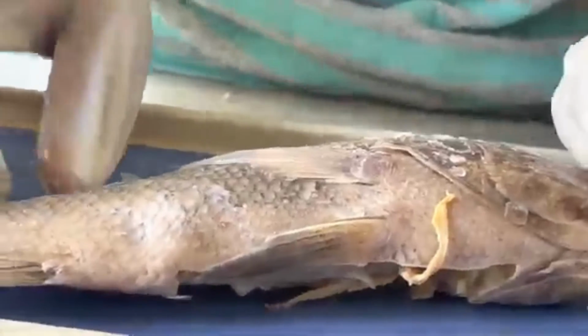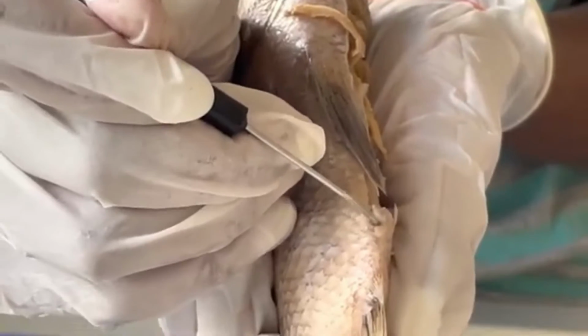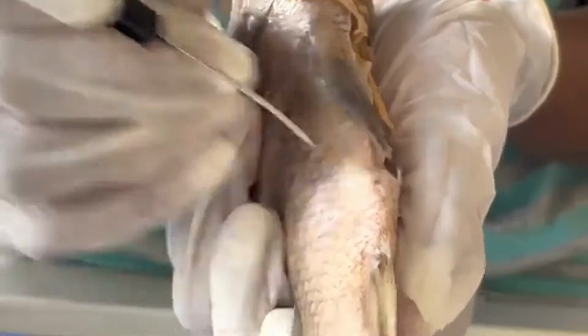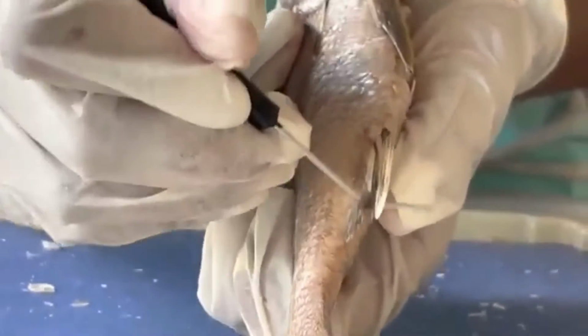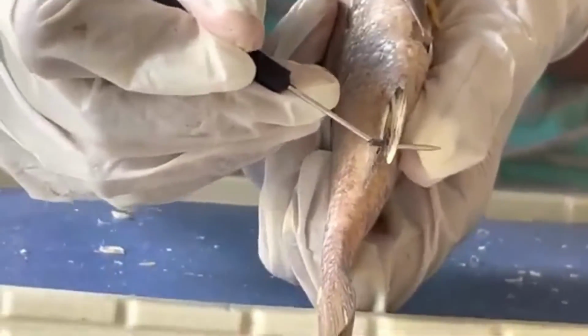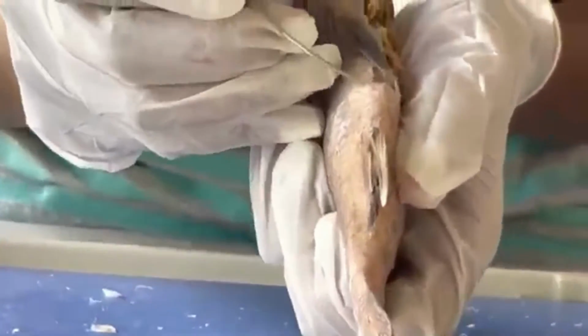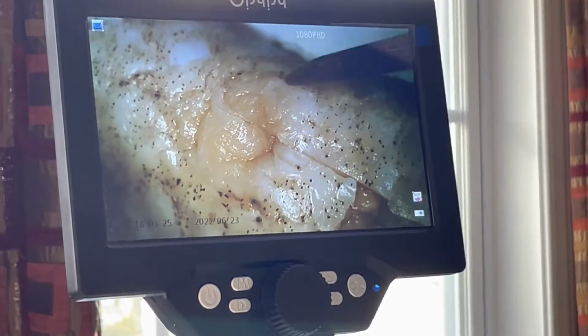Next, we will talk about the anus. As you can see, the anus is over here, and it's a little hole right at the bottom. Here is the anal fin, which is right behind the anus. The anus is where the digestive tract ends. So, here is the anus of the fish.